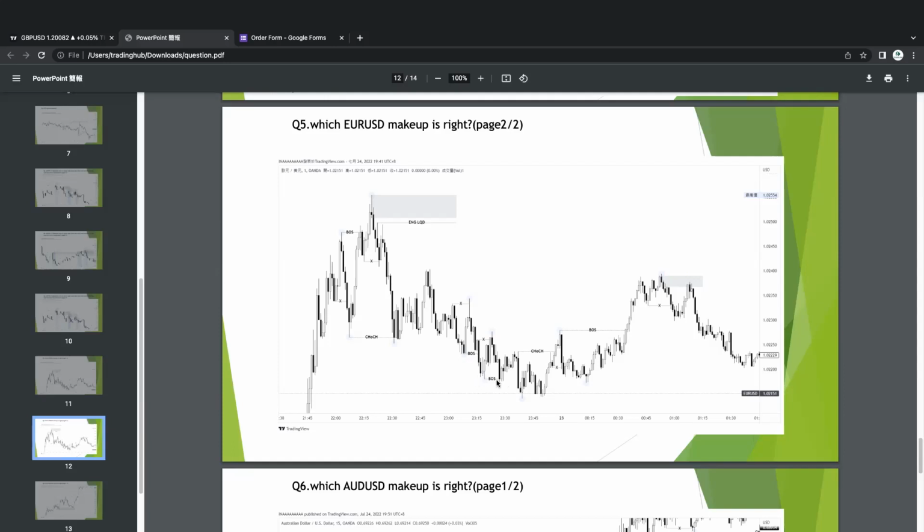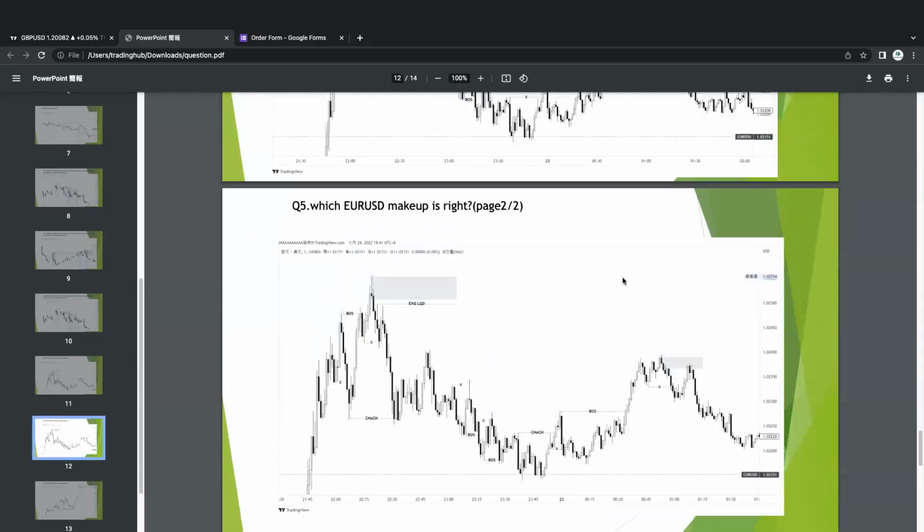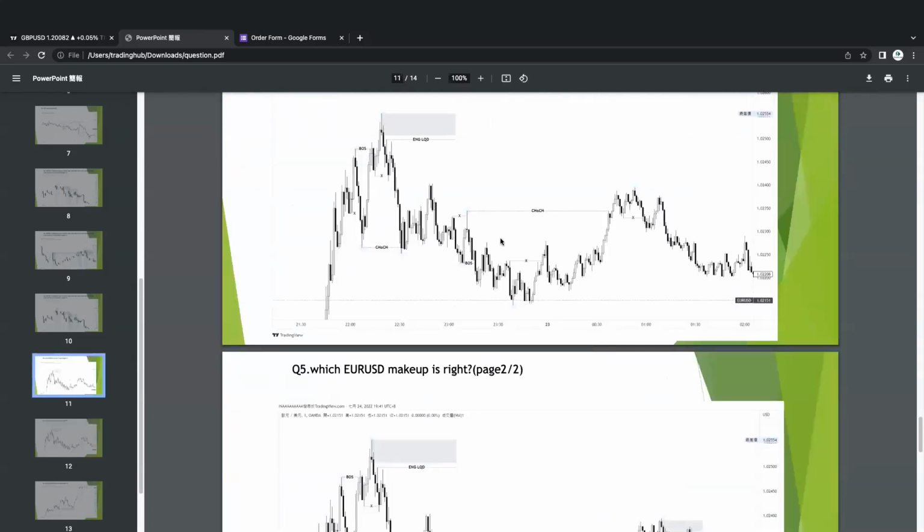You mark this is a BOS and BOS. I think you mark the same structure, to check which one is correct or not. Correct. Yeah. So this one is correct. First one.